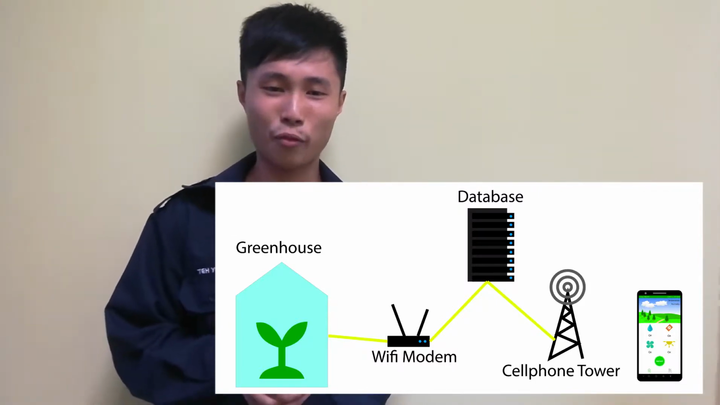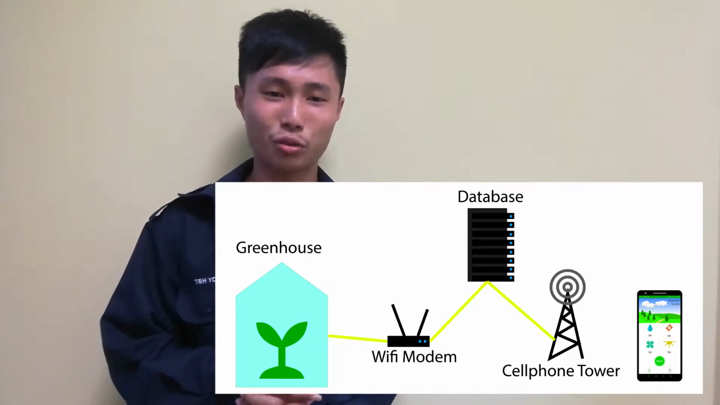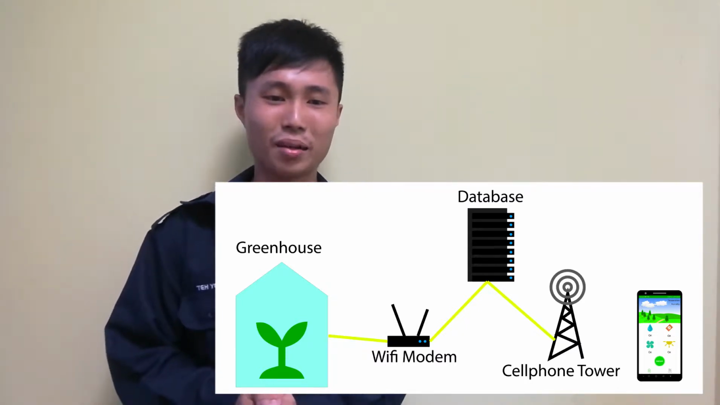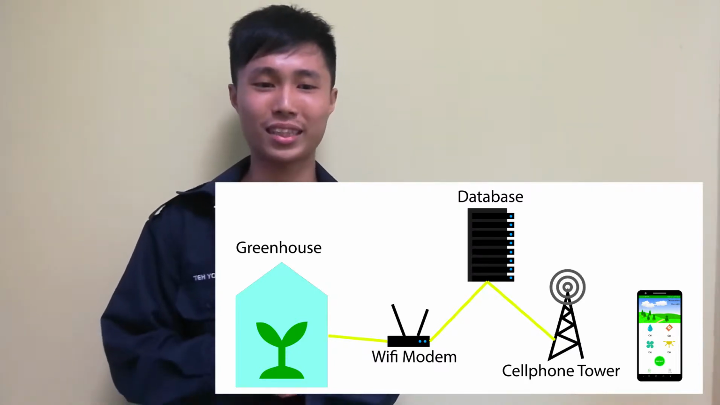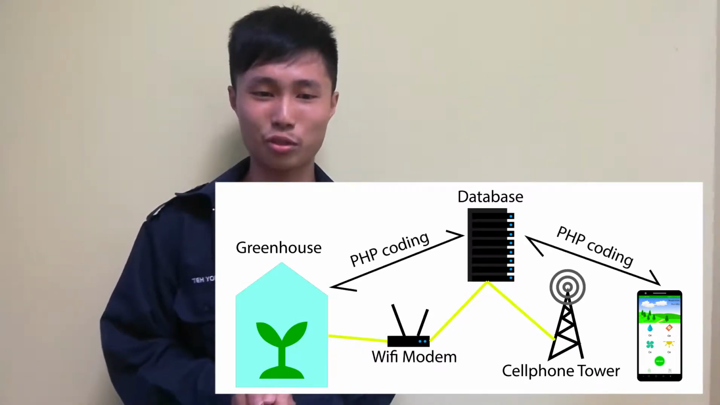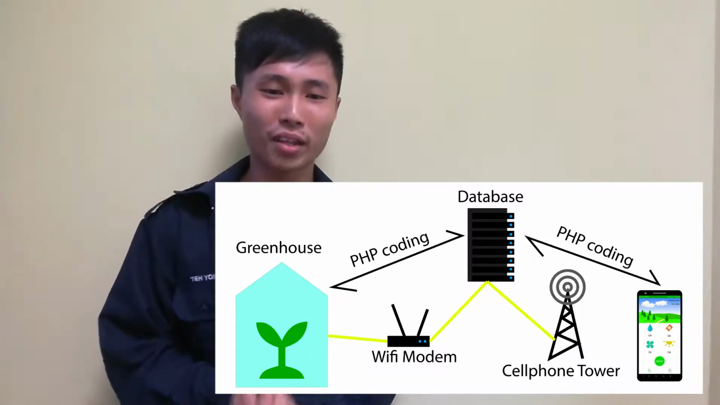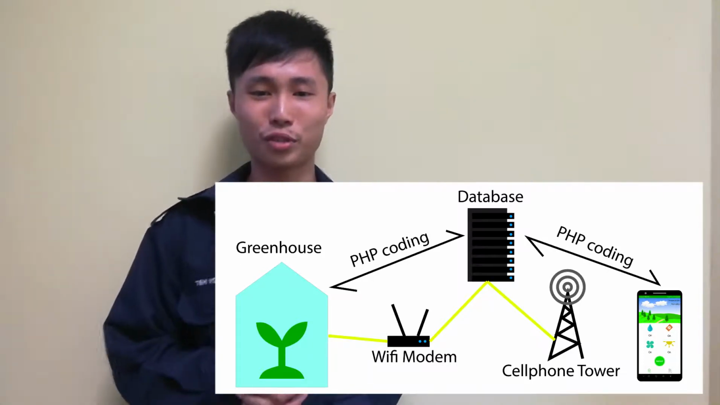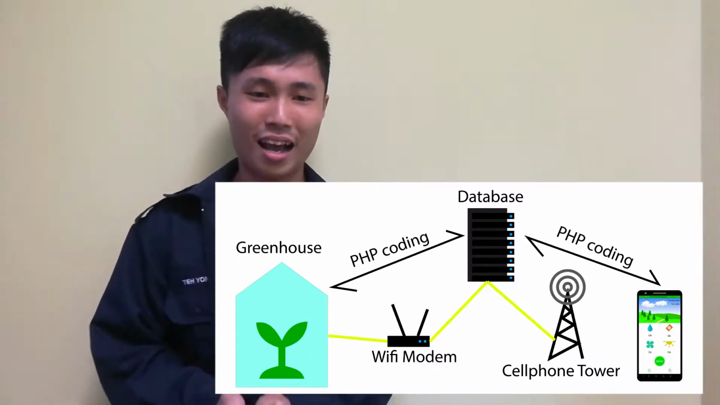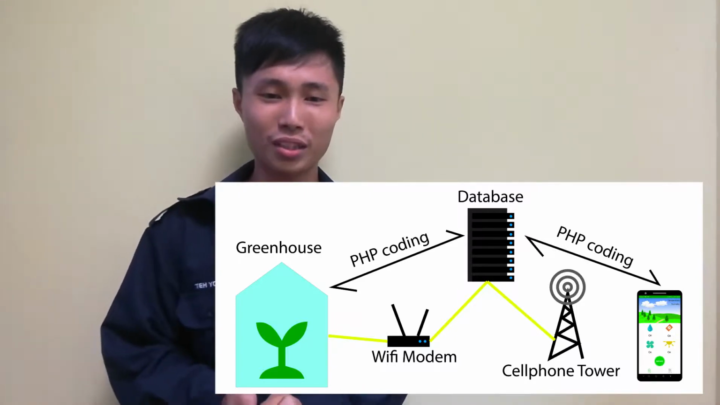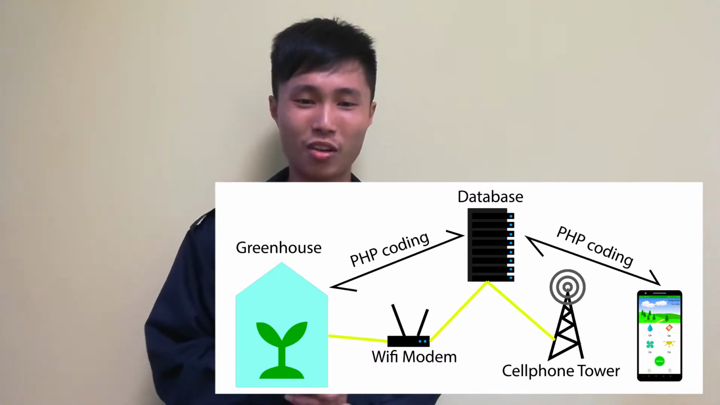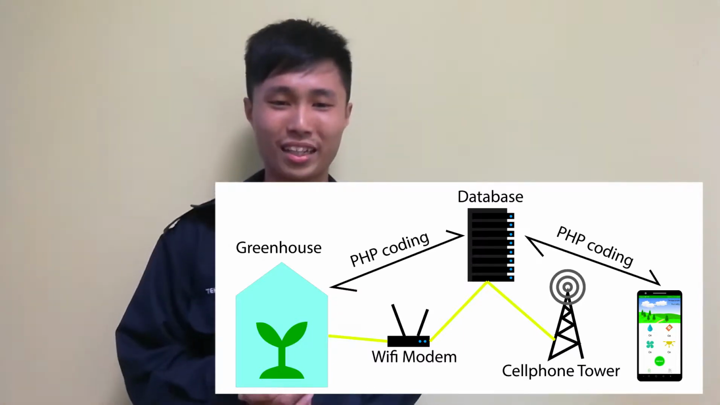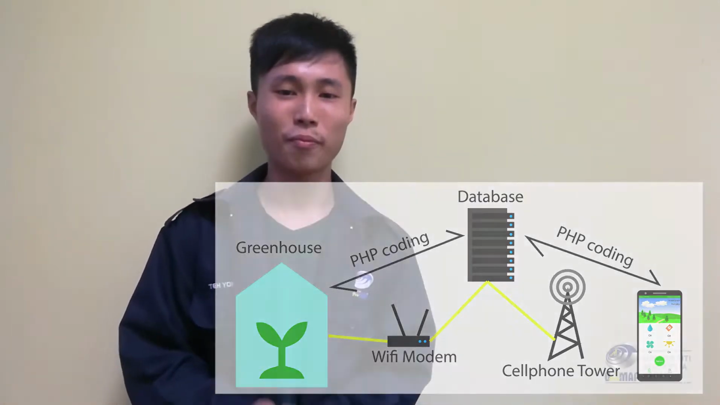So to communicate with each other, we need to create another one, a MySQLi database that is used to store all the sensors data and the sensors value. Besides, PHP coding is used to request the data, and the connection to the MySQLi database uses PHP coding. So all the communication is sent and received by PHP coding.